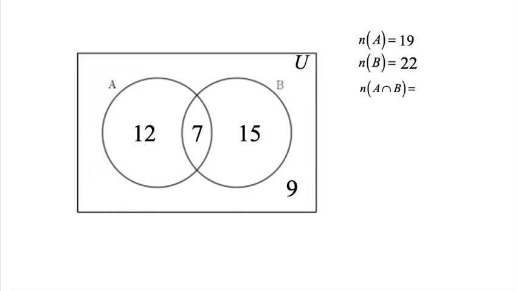A intersect B, that means where do they overlap? Which section is common to both A and B? These 7 items are in the overlap, so the number of items in A intersect B is 7.